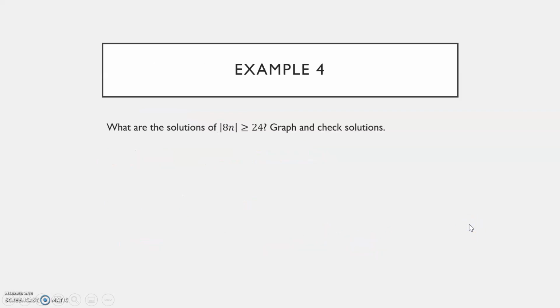So here we go. The first question that we have is: what are the solutions to the absolute value of 8n is greater than or equal to 24? And so over here, we're just going to put our steps to solving.